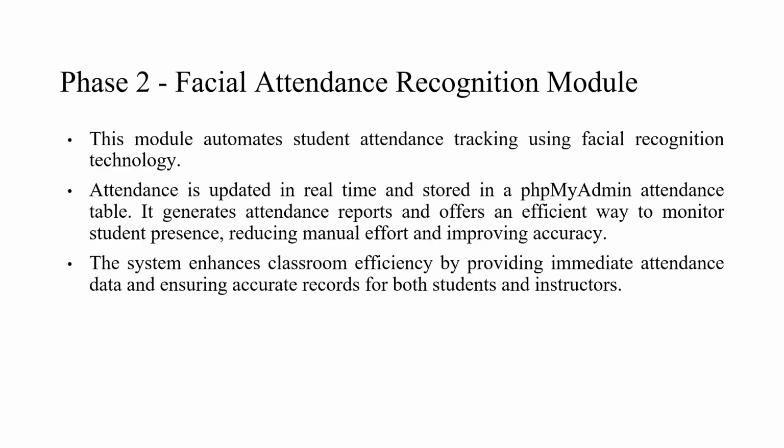So the phase 2 facial attendance recognition module. This module automatically records attendance using facial recognition. Here's how it works. The system captures the student's image in real time and compares it with the stored facial data. If matched, attendance is marked automatically in the database. Attendance reports are generated instantly. This process eliminates manual attendance errors and improves accuracy.